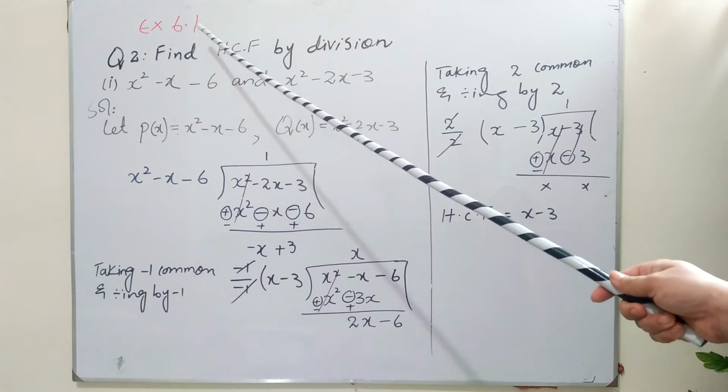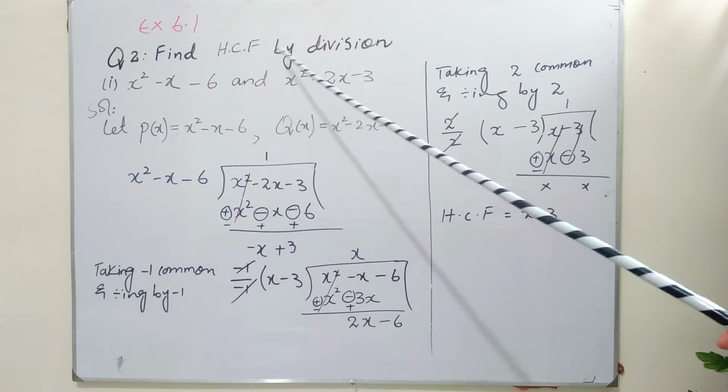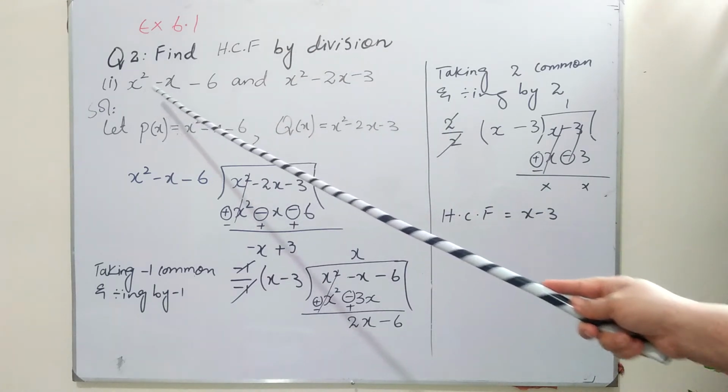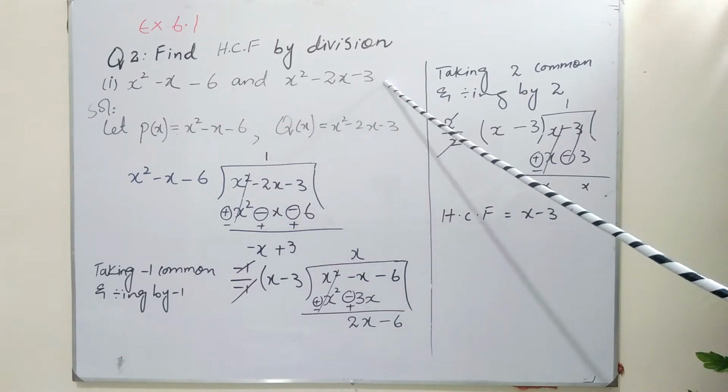Today we are going to start exercise 6.1. Question number 2 is: find the HCF of the following by division. Part 1 is x square minus x minus 6 and x square minus 2x minus 3.